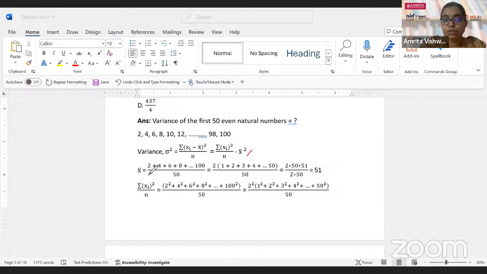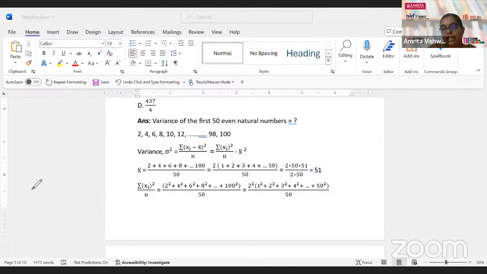So when it comes to using these values, it will be like 2 plus 4 plus 6 plus 8 etc. up to 100 divided by 50, the total number of terms. If you want to simplify something, you have to use the series. When it comes to even natural numbers, it is very difficult to use the formula, substitute and solve it. So I would request the children to just take a 2 outside and you'll get the general series: 1 plus 2 plus 3 plus 4 plus etc. up to 50.